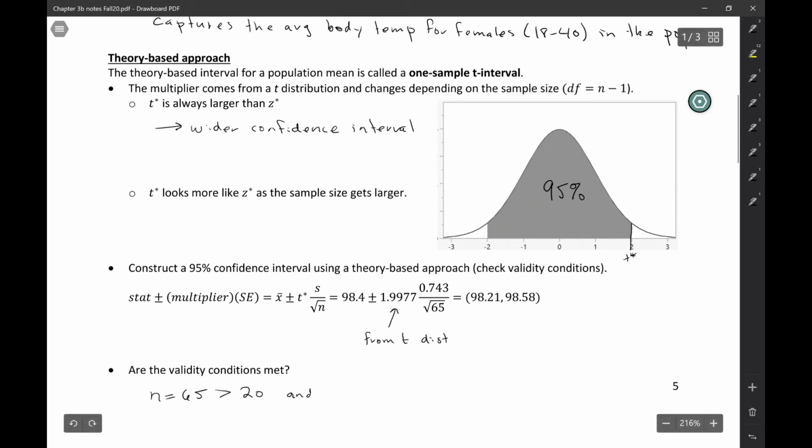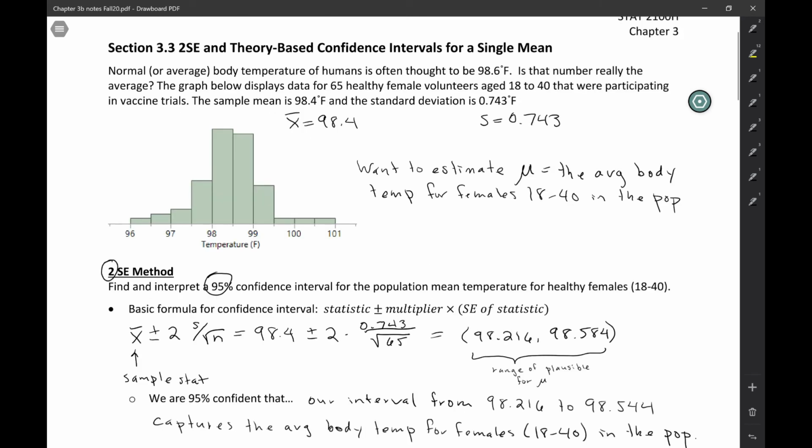We also need to consider the shape, right? 20 is only big enough if your data are not strongly skewed. So I'm going to go back up here and look at the sample distribution. Yeah, not strongly skewed at all. It looks really nice and bell-shaped. So this would have probably been okay even if the sample size was small. I think definitely with a sample size of 65, we should be good here.